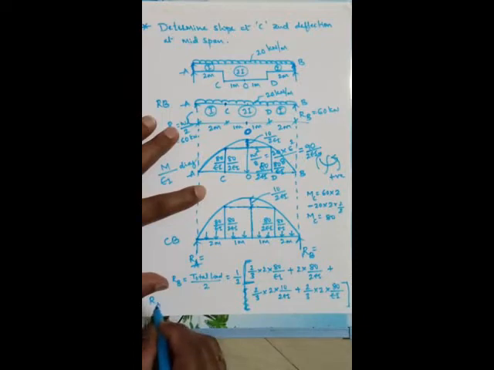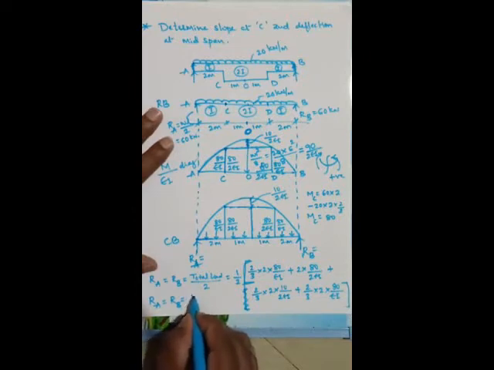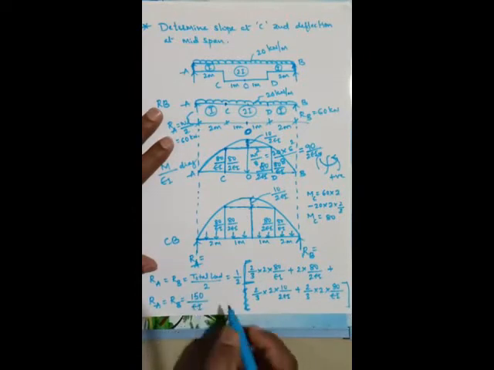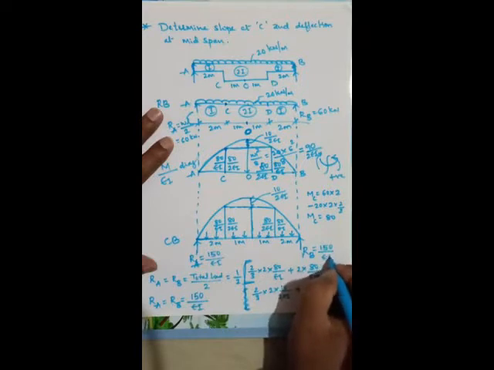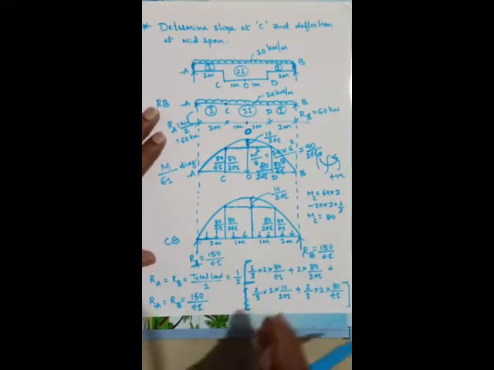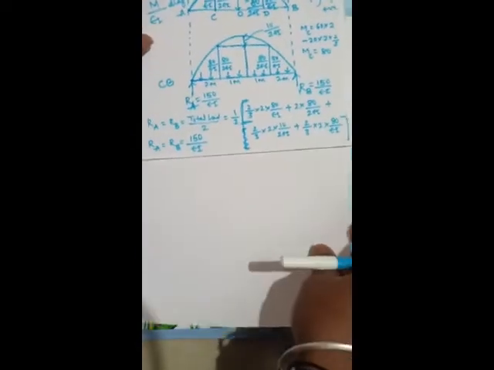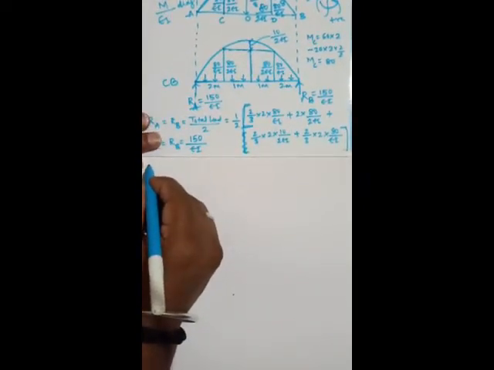If you simplify this, after doing the calculation you will get RA equal to RB equal to 150 by EI. So RA is 150 by EI and RB is 150 by EI. Once you get this, it is simple. What do you need to find? Directly you can write it according to conjugate beam theorem 1.